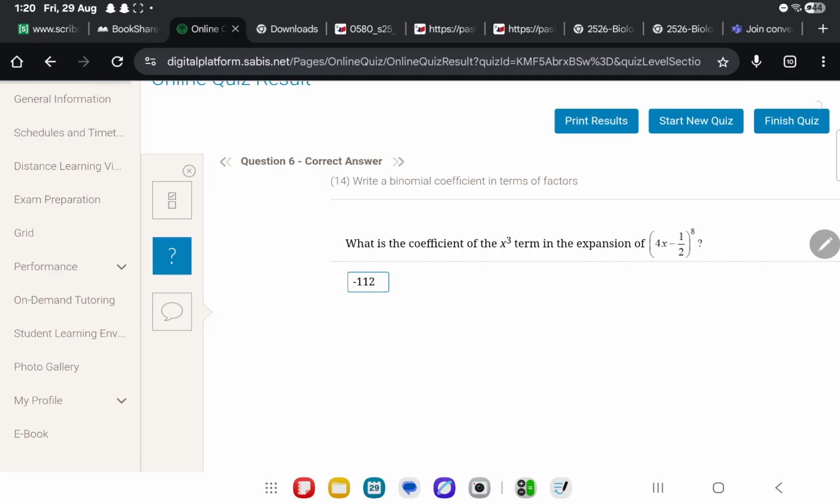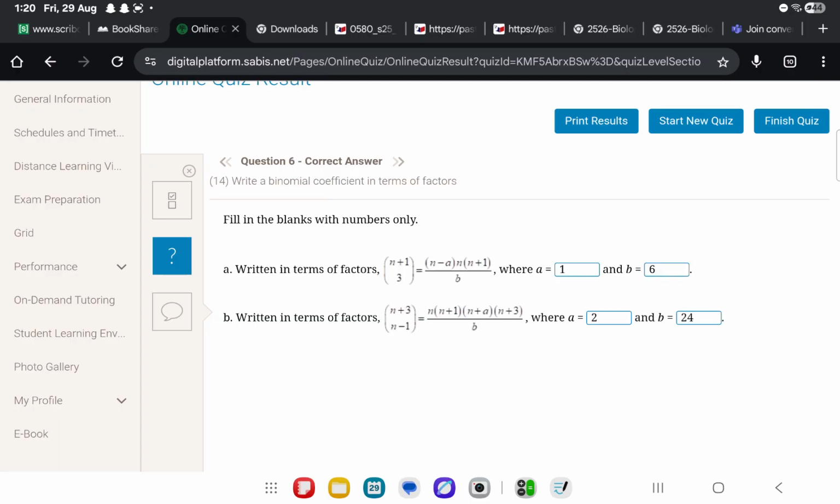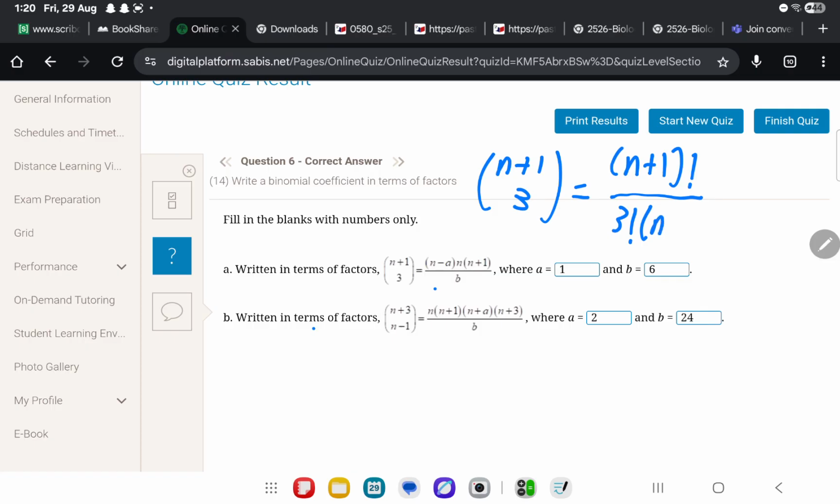Okay, question 6. Written in terms of factorials, m plus 1 C 3 is equal to, this is the same concept as the question I did like 3 questions ago, and it's better practice. In fact, this one's actually going to be very, very good practice. So, m plus 1 C 3 is equal to m plus 1 factorial over 3 factorial times m plus 1 minus 3 factorial.